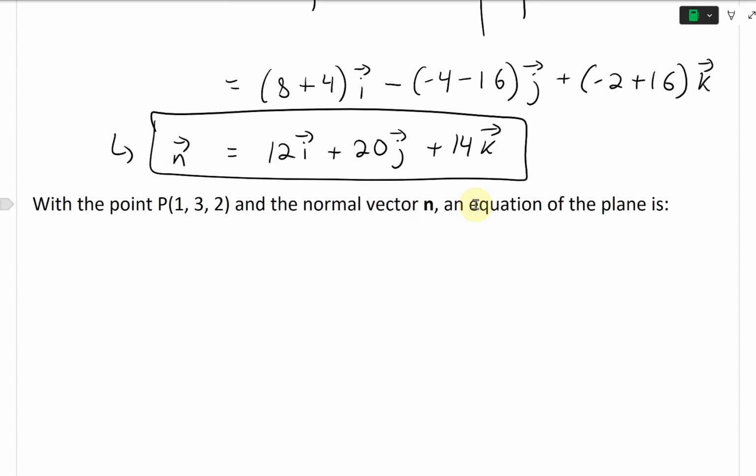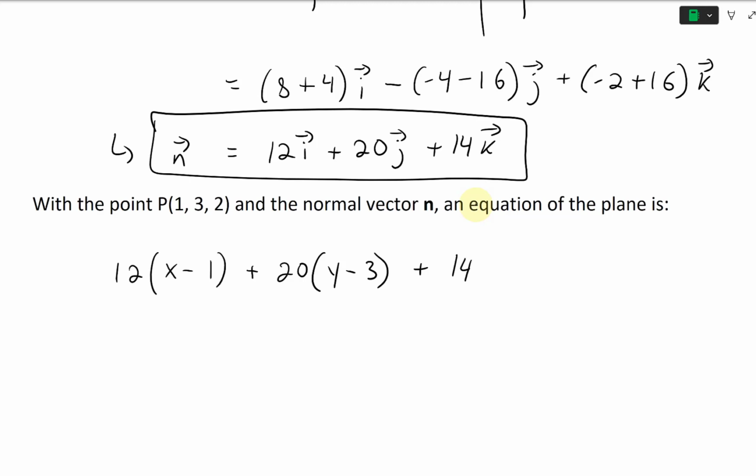of the plane is, and we'll just write down, remember it's going to be A, which is 12, and then x minus x0. x minus, well, x0 is 1. And then we're going to have a plus 20, and then y minus y0, that's going to be 3. Then plus 14 is C, and then it's z minus z0, that's 2. Like that, this equals 0. All right, so we could just stay with this. So that's our equation of the plane.